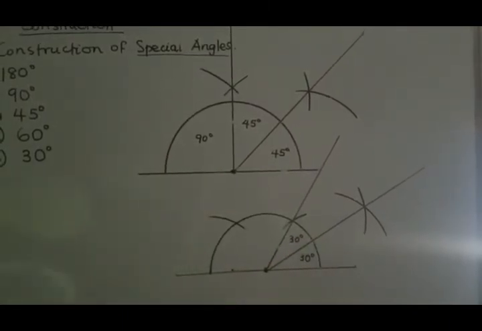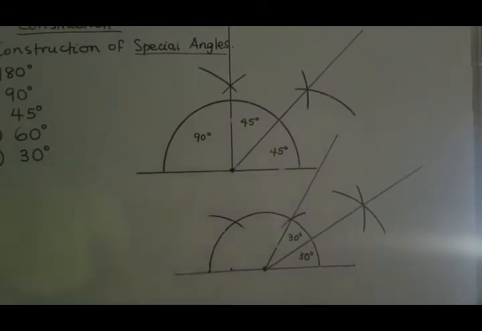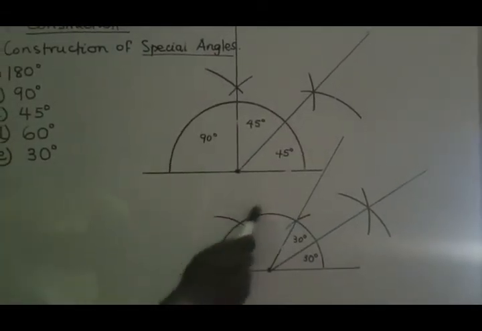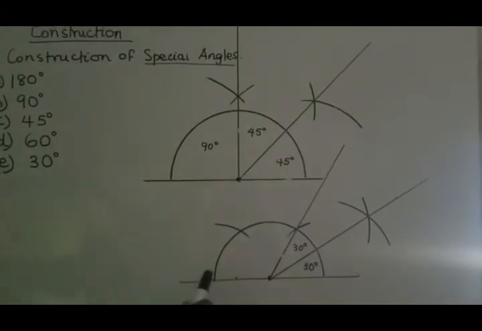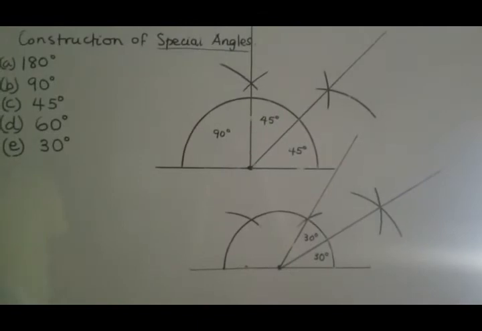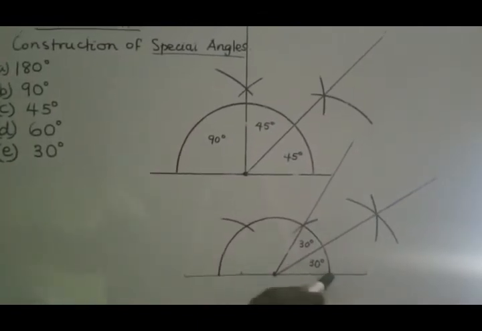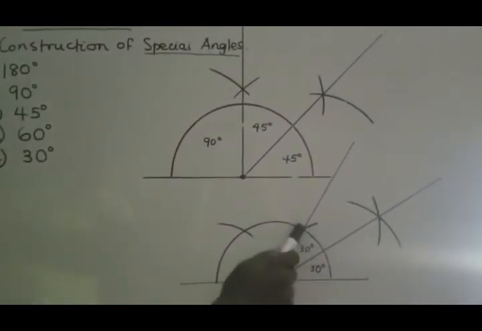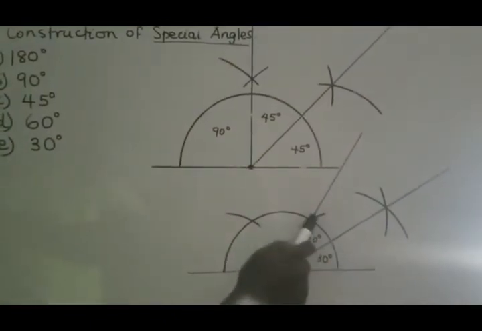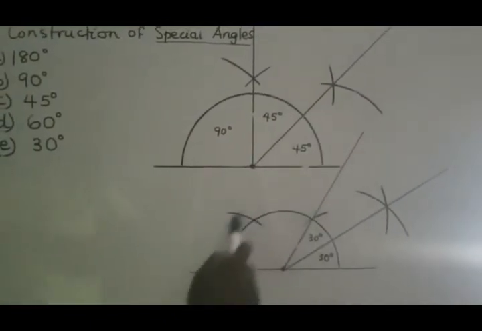Now, what do you think this angle is from here to here? Because this is another angle that we have constructed. You can tell me, we have 60 here. So if we remove 60 from 180, this is 60. So let's remove this 60 from 180.